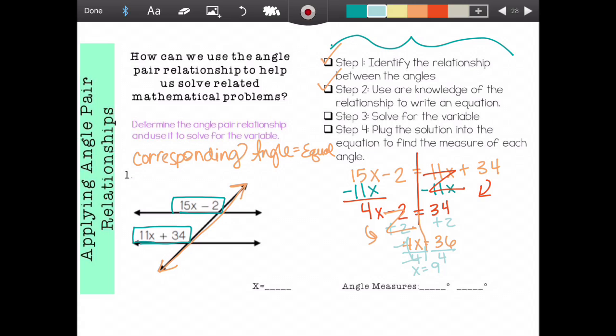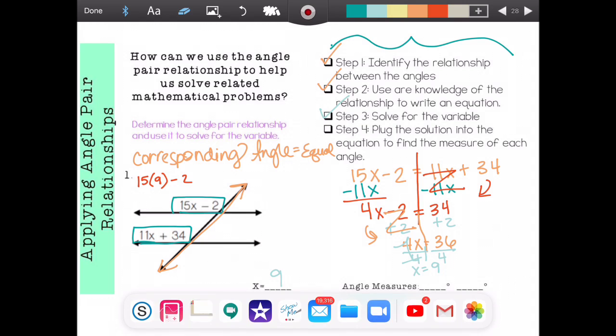All right, so my solution for x is actually 9, but I have not answered the question. The question really is, what are the angle measures? So I've solved for the variable in step 3, but now step 4 is I have to take that solution and plug it back in to find the angle measures. So now I'm going to take each expression and plug in 9 for x. So 15 times 9 minus 2.